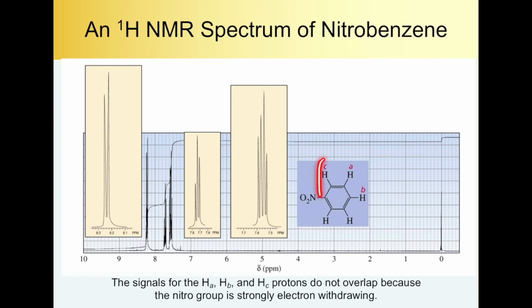The ortho hydrogens, which are very close to the nitro group, are said to be de-shielded, again because of the strong electron withdrawing effect of the nitro group, and they exist as a doublet because there is only one hydrogen present on the neighboring carbon. And the para hydrogen is going to be the next de-shielded proton, and that's going to exhibit a triplet. You have 2 hydrogens neighboring it, and therefore it's going to exist as a triplet, so 2 plus 1, that will be a triplet.